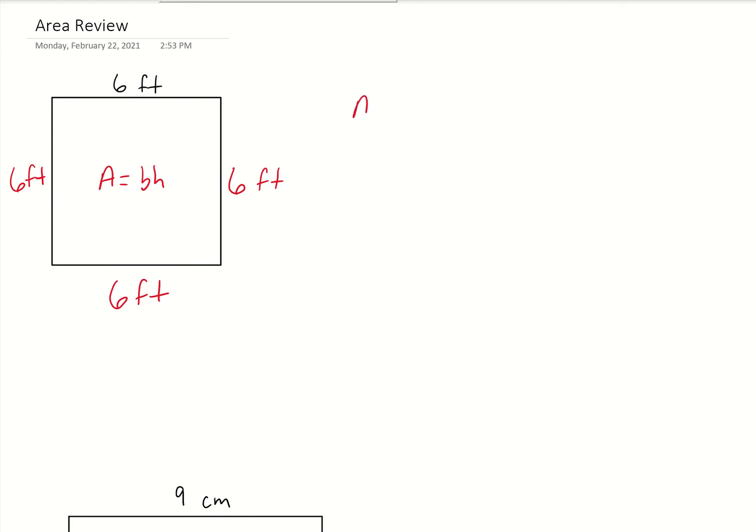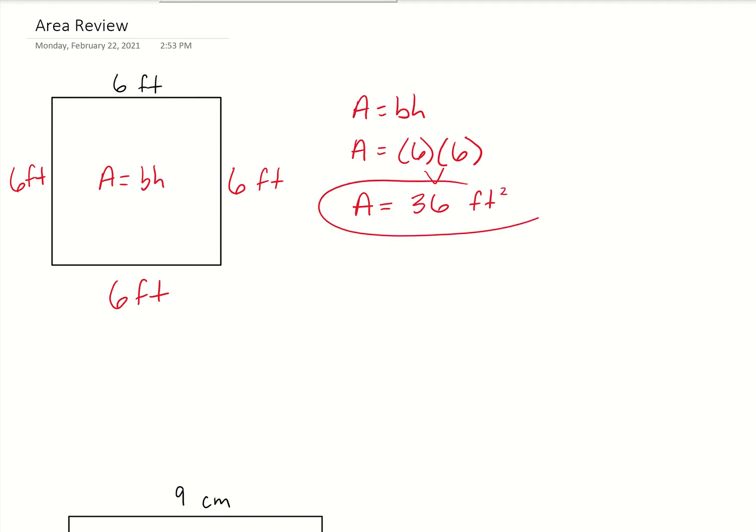Okay, so the area equals base times height. I'm just going to rewrite that. And then, in order to find the area, or A, we just plug in these numbers. So the base is 6, and the height is 6. From there, 6 times 6 is 36. So the area of this square would be 36 feet, and technically that would be 36 feet squared, or 36 square feet. All right, so that's it for a square.